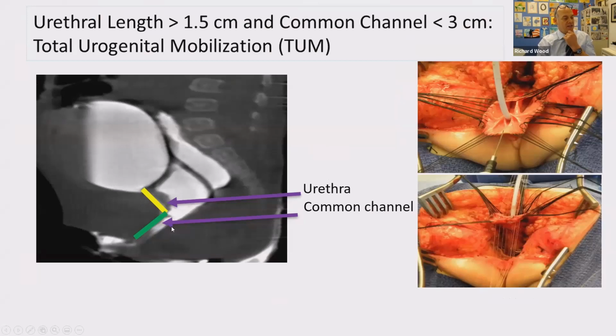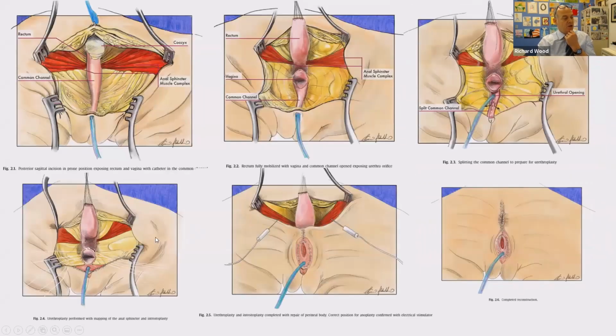Now, if we go back to this image, if the urethra here is very short, less than 1 centimeter, then what ends up happening is the bladder neck will be sewn down here behind the clitoris. You'll have a very short urethra and a very high level of incontinence after surgery.